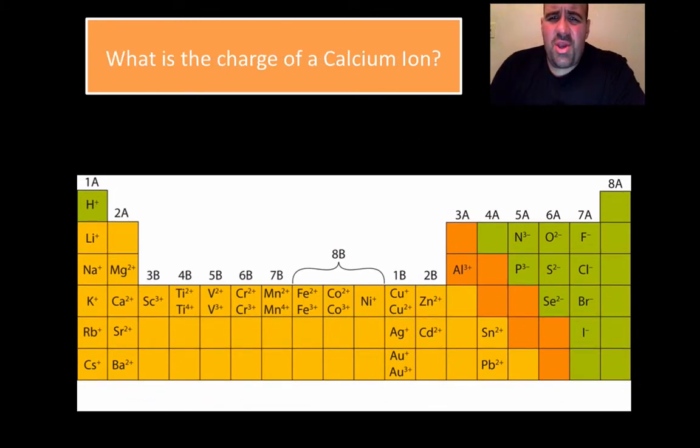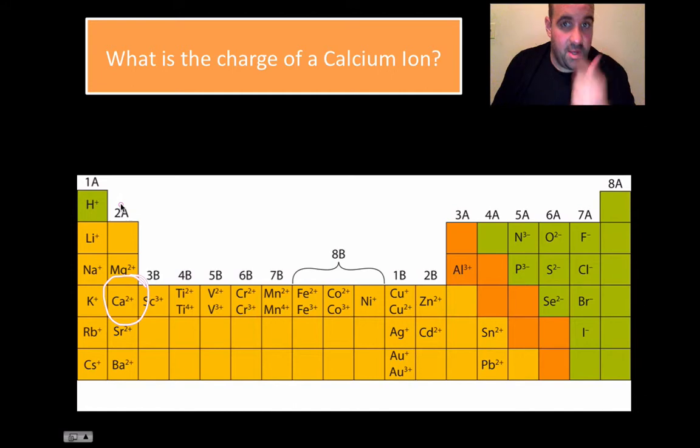So simply, what is the charge of a calcium ion? If a calcium atom loses electrons and it becomes an ion, what is its charge? Simple question: calcium will form a +2 charge. It's in column 2A. It loses 2 electrons.